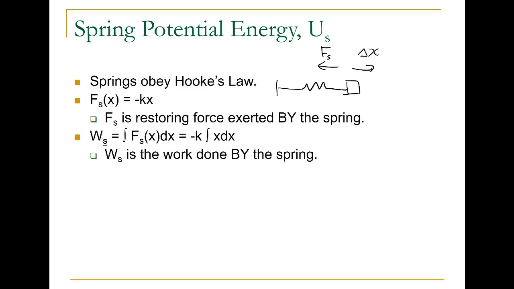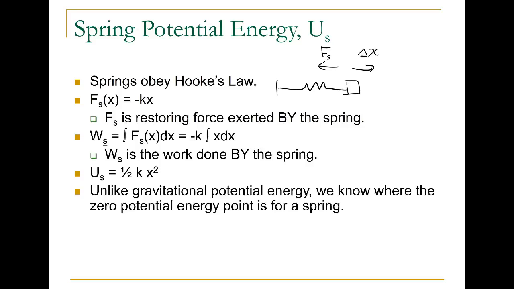This means that the work is the integral of F dx, and this is the work done by the spring. So this means that the potential energy stored in the spring is simply 1/2 kx squared, and that's equal to the work done. And we do know where the 0 potential energy point is for a spring. This is where delta x is equal to 0.